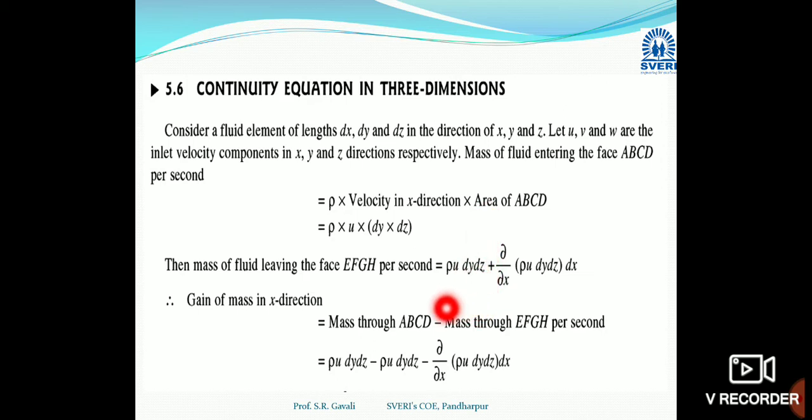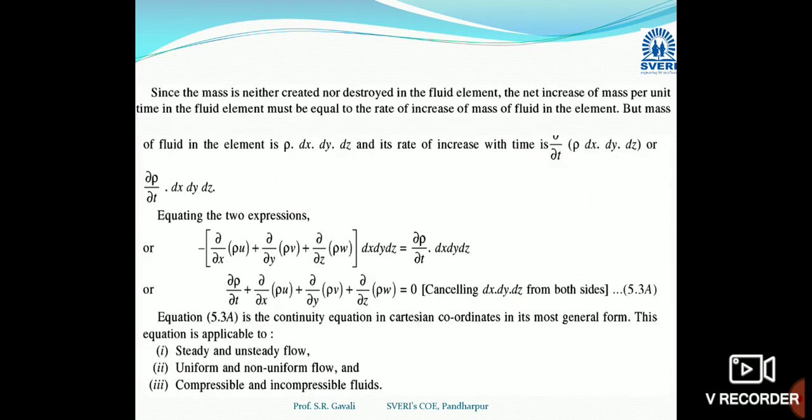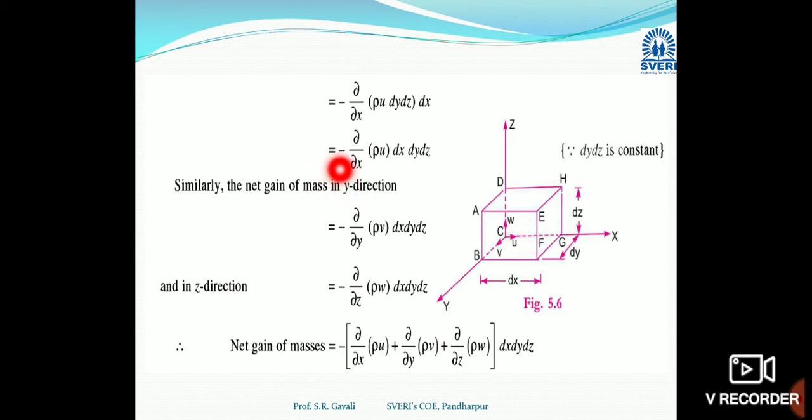And how much mass is gained in the x direction? The gained mass is the mass entering ABCD minus the mass leaving EFGH. So it is rho u dy dz minus rho u dy dz minus dou of dou x of rho u dx dy dz. So the gained mass in x direction is minus dou by dou x of rho u dx dy dz. Since dx, dy, dz are constant lengths, we can take them outside the bracket. So minus dou of dou x of rho u into dx dy dz is the gain in mass in x direction.